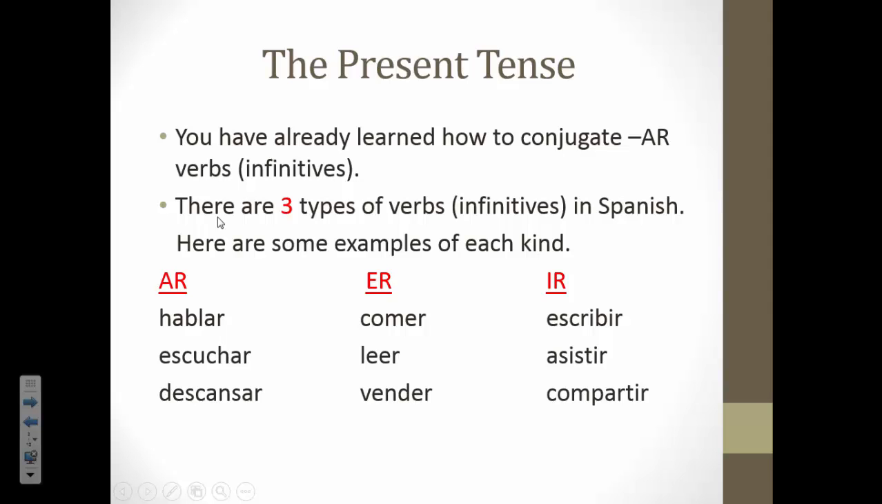Okay, now we have some over here on the escribir side, or sorry, on the IR side. Escribir means to write, asistir means to attend, and compartir means to share. So pause the video and make sure that you have part B filled out before you move on.